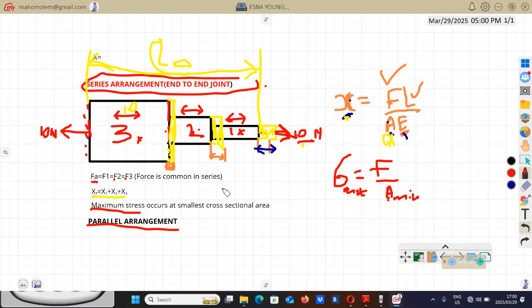Then if they say the minimum stress is 20 MPa, it means that the minimum stress will be the stress for this portion. So you'll find the minimum stress at the biggest cross-sectional area. It will be the vice versa of this. Right, I'll try to save time because I don't want this video to last long.